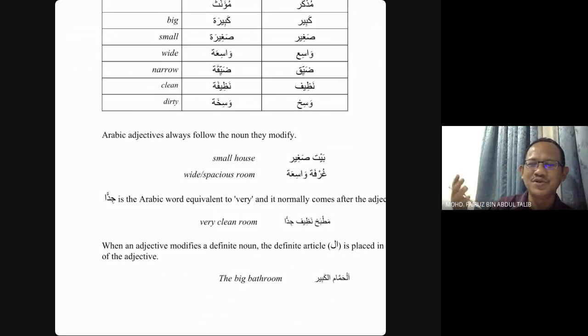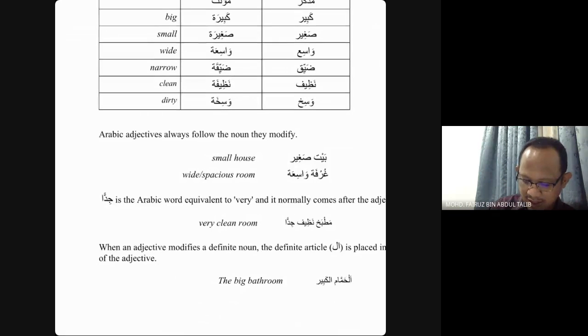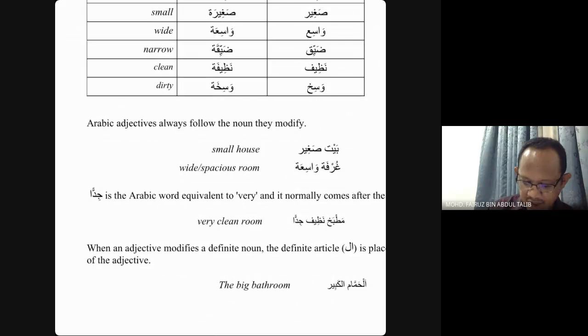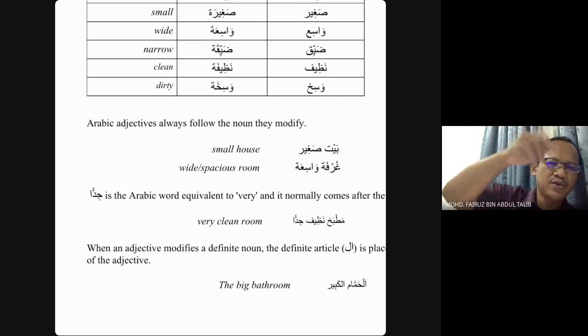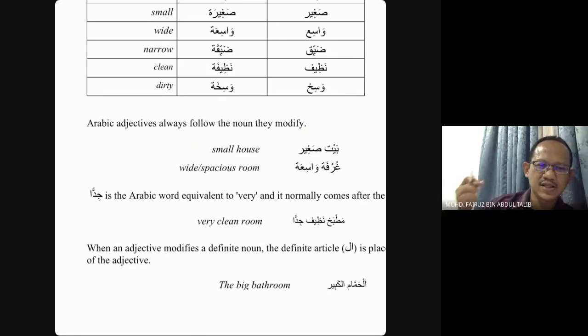Now, how do you use the adjective? This is what we want to understand. All right, so here I give you the note. I say that adjectives always follow the noun that they modify. So it is after the word that you want to describe. It is not like English. In English, you put the adjective before the word, big house. But in Arabic, it is the opposite. It is house big, just like that. House big. So you put the word house followed by the word big or any other adjective for that matter.